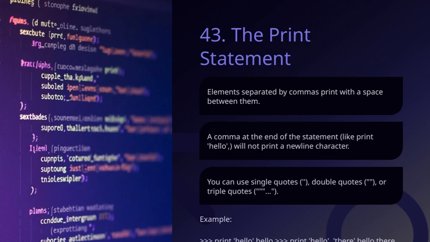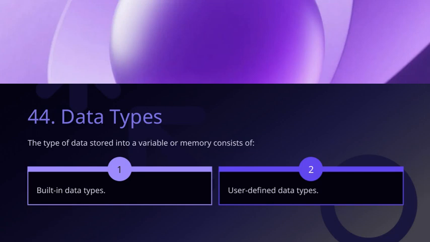The key points to remember are that quotes can be single, double, or triple, and that a comma at the end of the statement prevents moving to a new line. When multiple elements are separated by commas, Python prints them with a space in between. Understanding these nuances helps you control exactly how your output appears, which ties into the overall theme of mastering Python syntax and output formatting.